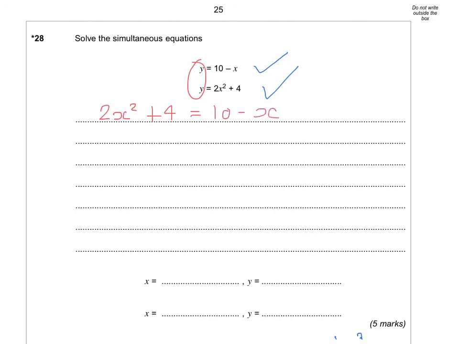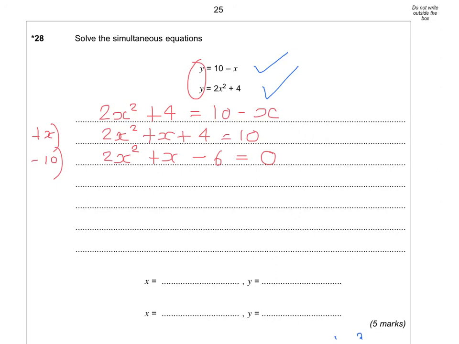Now we have here a quadratic equation. We need to ensure that the right hand side is set equal to 0. So I'm going to add x to both sides. 2x squared plus x plus 4 equals 10. I'm going to subtract 10 from both sides. So 2x squared plus x minus 6 equals 0. And I then need to factorise this equation. I can do that in multiple different ways.